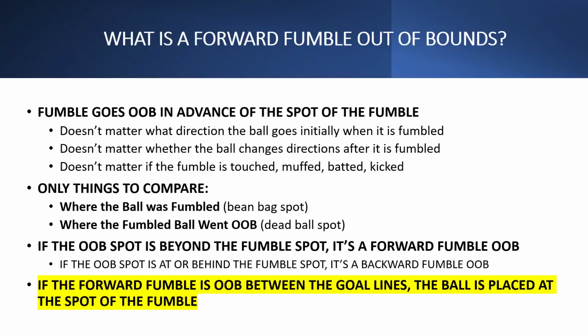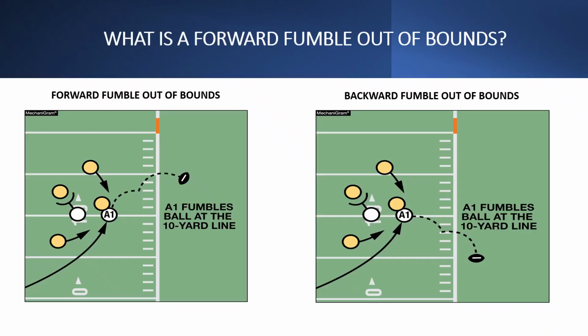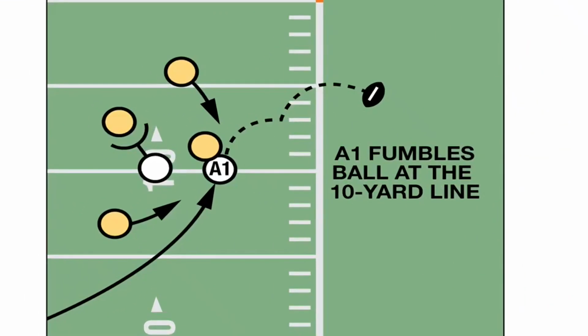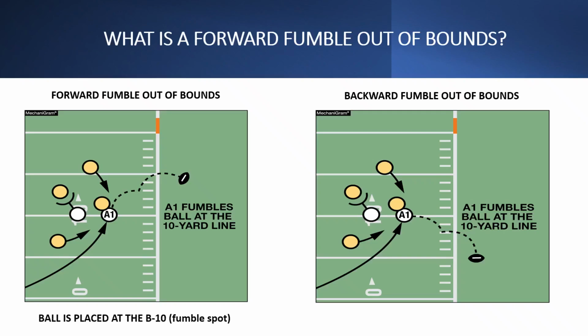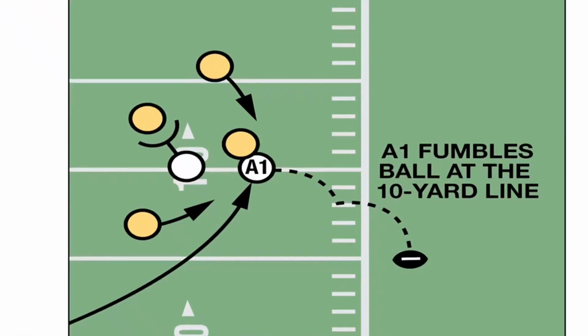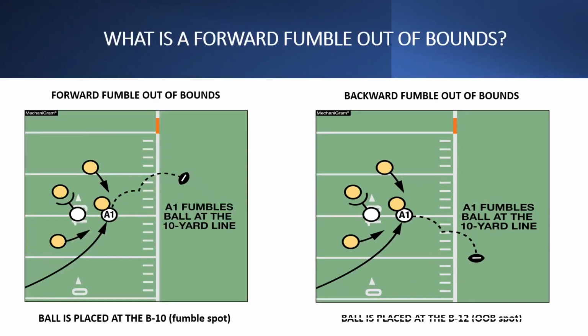If the forward fumble goes out of bounds between the goal lines, the ball will be placed at the spot of the fumble. Looking again at our diagrams, to the diagram on the left with the forward fumble out of bounds, the ball will be returned to the B10, which is the spot of the fumble. To the diagram on the right, which is a backward fumble out of bounds, the ball will simply stay at the out of bounds spot, the B12.